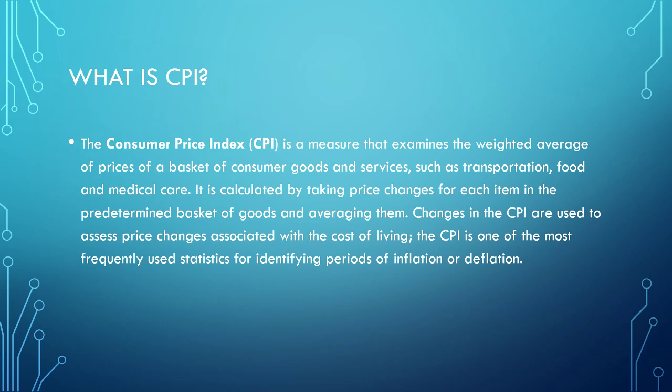So, what is CPI? The Consumer Price Index, also known as CPI, is a measure that examines the weighted average of prices of a basket of consumer goods and services such as transportation, food, and medical care. It is calculated by taking price changes for each item in the predetermined basket of goods and averaging them. Changes in the CPI are used to assess price changes associated with the cost of living, and also the CPI is one of the most frequently used statistics for identifying periods of inflation or deflation, which we'll explore a little more later here.